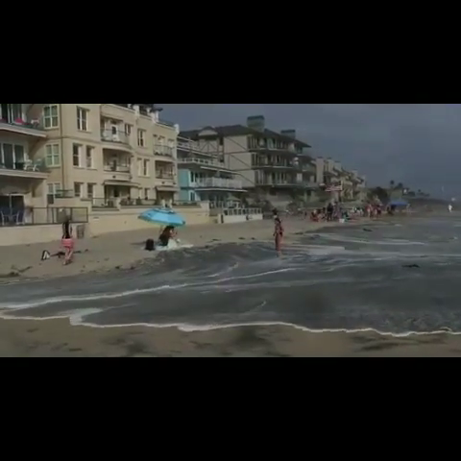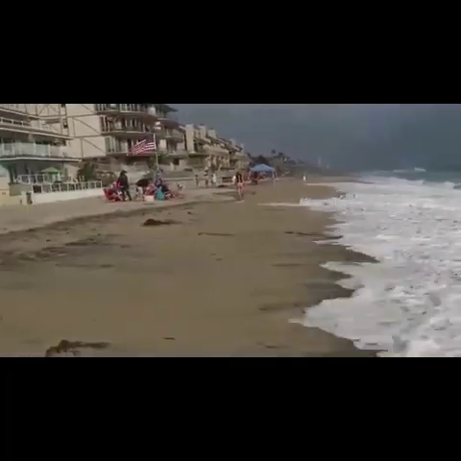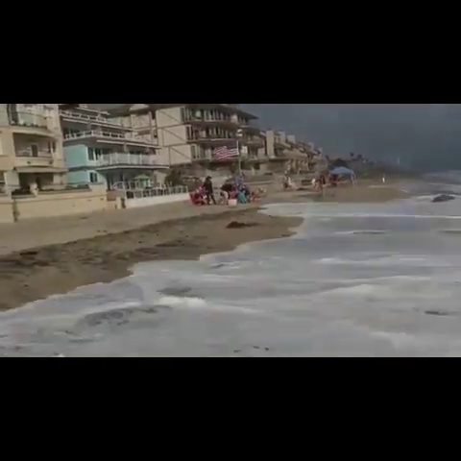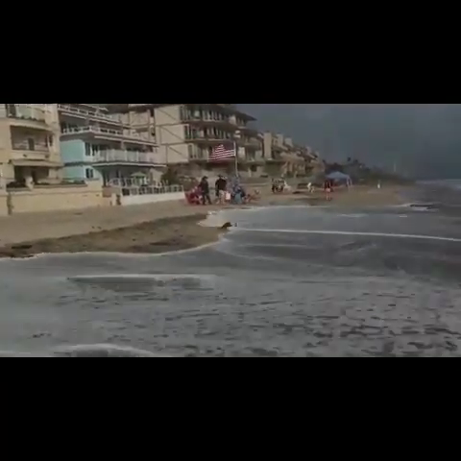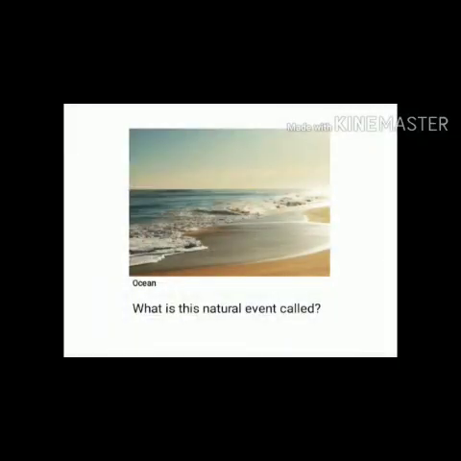We call these movements of sea water tides. So we can say this natural event is called tides. Barring a few exceptions, all the coasts on the earth experience tides. High tide and low tide are natural phenomena. So let us try to understand the scientific reason behind these natural events.